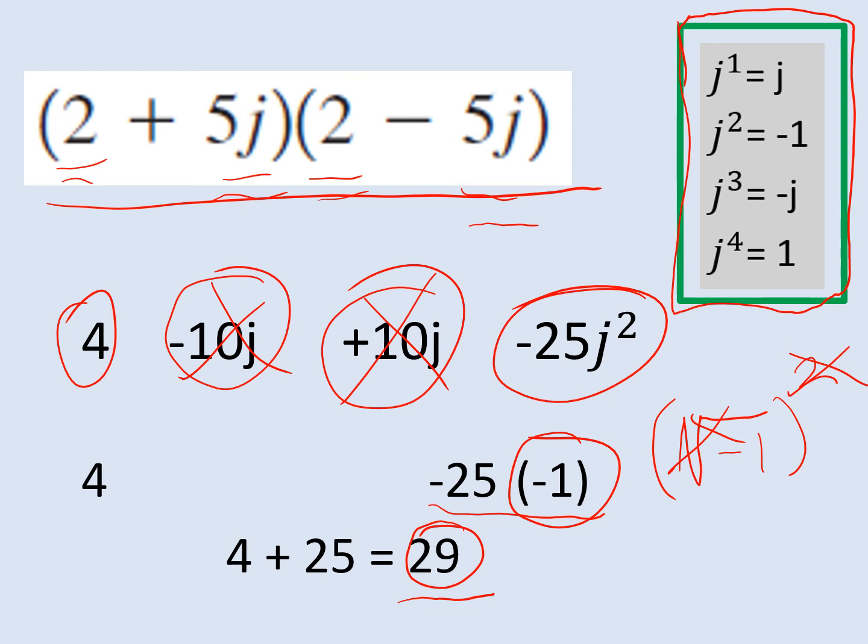So j to the first power is j. j to the second power equals this negative 1 that we came up with, and that's how we were able to take the negative 25j squared and simplify it to negative 1. It is just because that is the general rule. And j to the third power equals negative j, while j to the fourth equals 1.